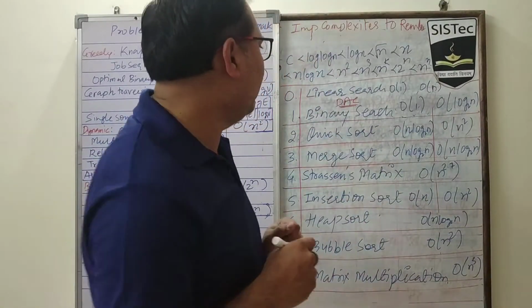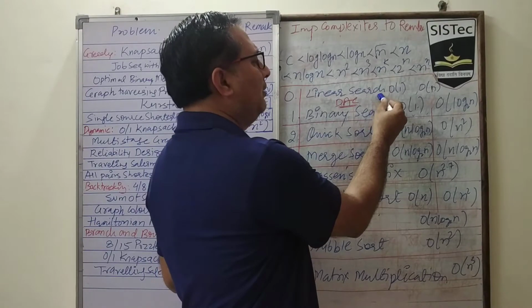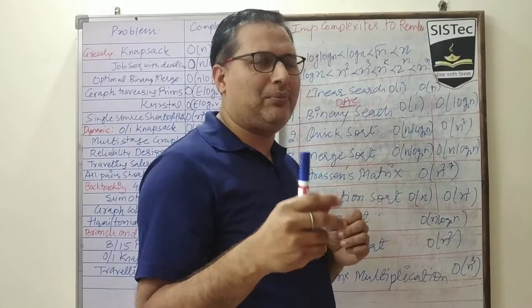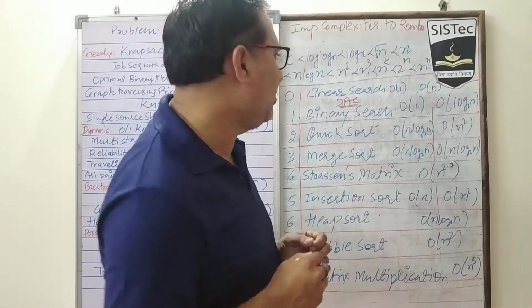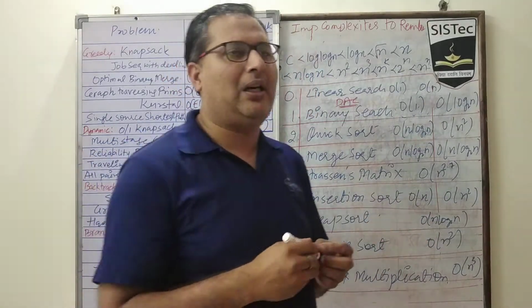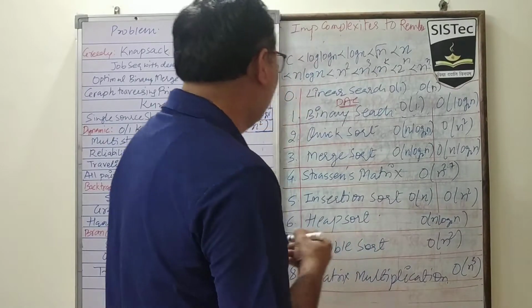So let us start with the very first problem, that is linear search. The complexity of linear search is big O of 1 in the best case, if I recall for you, when the element is placed at the first position, and big O of n when the element is present in the last position, or you can say is not present in the list.